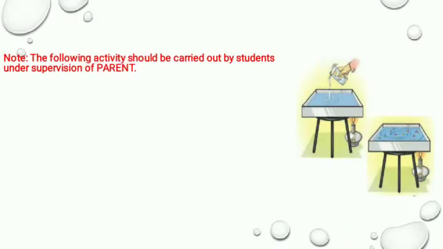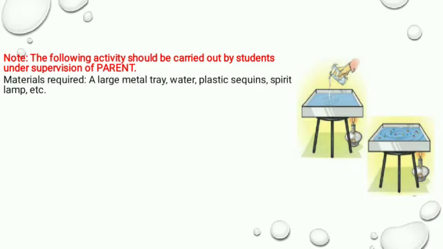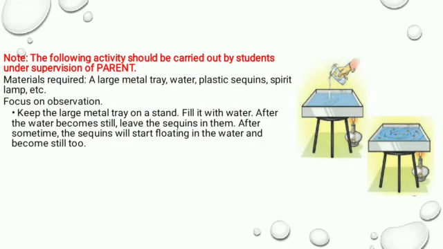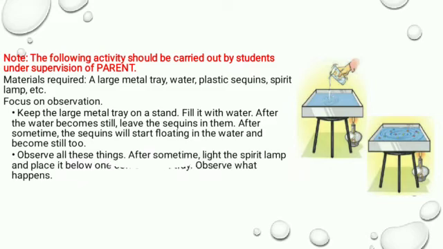Going a little ahead, do one experiment first. But that experiment should be under the strict observation of your parent. You have to take a tray full of water and put it on the table as shown in the picture. And then, when the water becomes still, put some plastic sequins in it. They start flowing, and then when they become still, light a spirit lamp below one corner of the tray. Observe what happens and write down your conclusions.